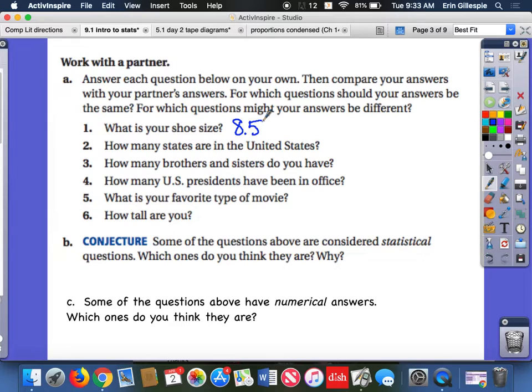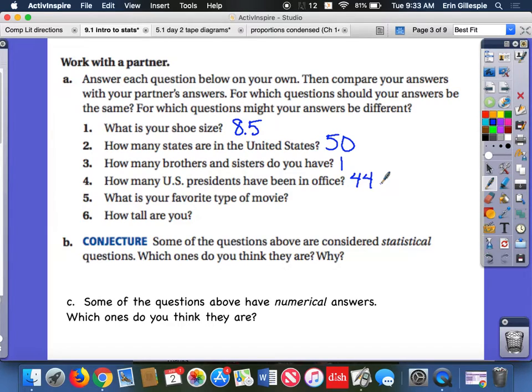Number 2, how many states are there in the United States? Hopefully you said 50. We should all say that because that's the one correct answer to that question. Number 3, how many brothers and sisters do you have? I only have one brother. I'm sure some of you also only have one sibling, but a lot of you probably have many more siblings than I do, so we would expect a variety of answers there. How many U.S. presidents have been in office? You might not have known this one. The correct answer here is 44. But again, there's only one answer to that question.